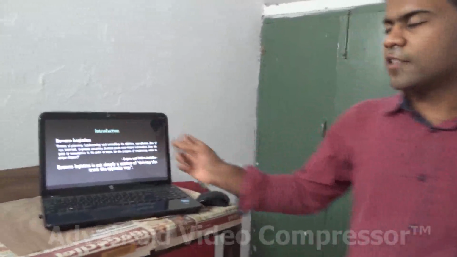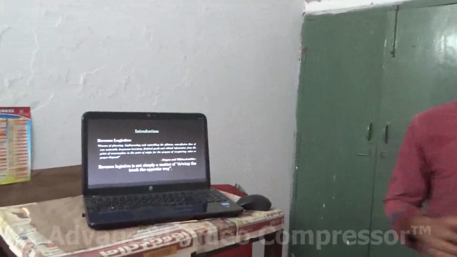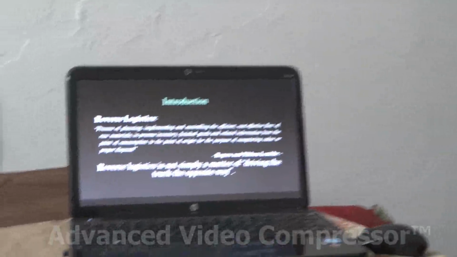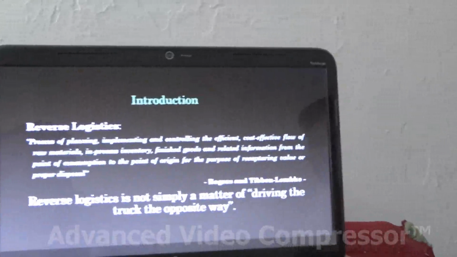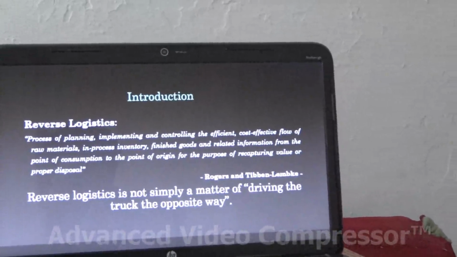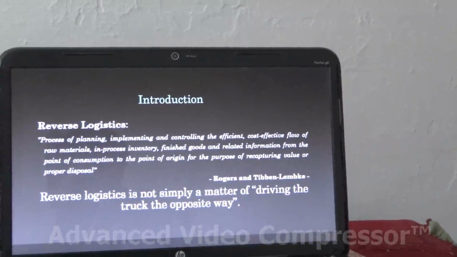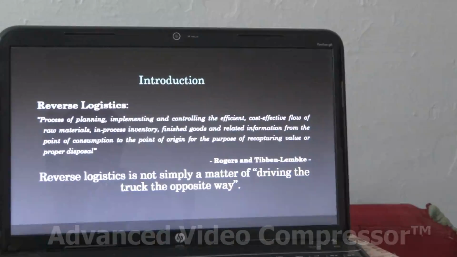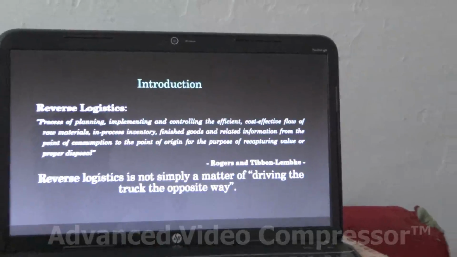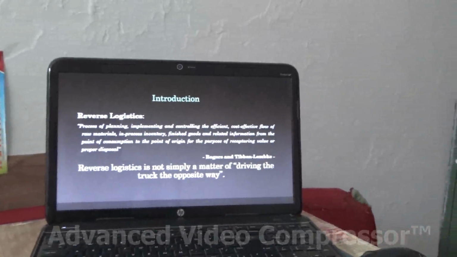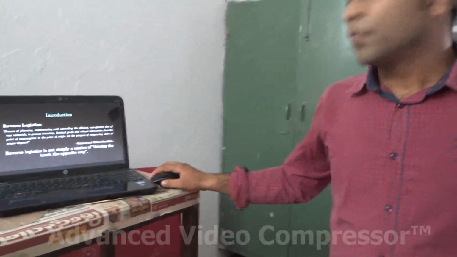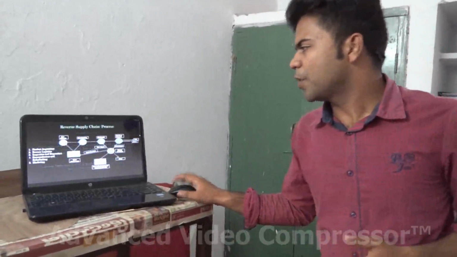If we define it concisely, we can say reverse logistics is the process of planning, implementing and controlling the efficient and cost-efficient flow of raw materials and information in the supply chain flow with the purpose of recapturing the value or proper disposal. So reverse logistics is not simply a matter of driving the truck the opposite way. There are many processes involved which we see in the upcoming slides.